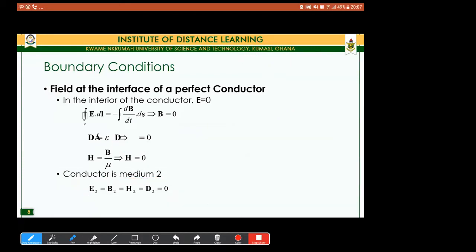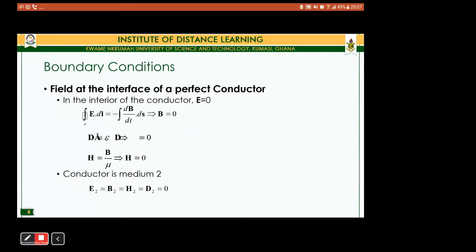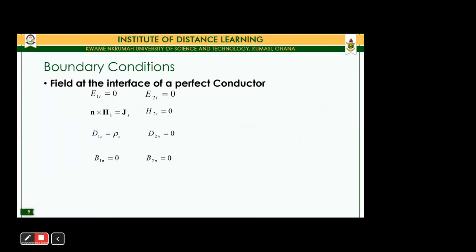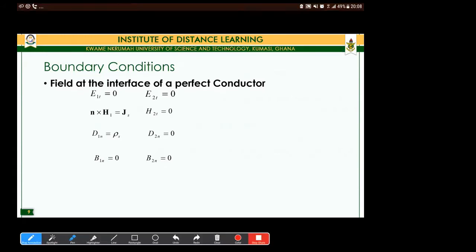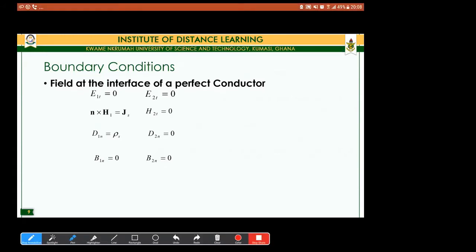So the fields exist only in medium 1. The tangential components then become, from the previous discussion, E1 tangential equals E2 tangential. If in medium 2, E2 equals 0, then E1 tangential must also be equal to 0. So E1 tangential equals 0, E2 equals 0.